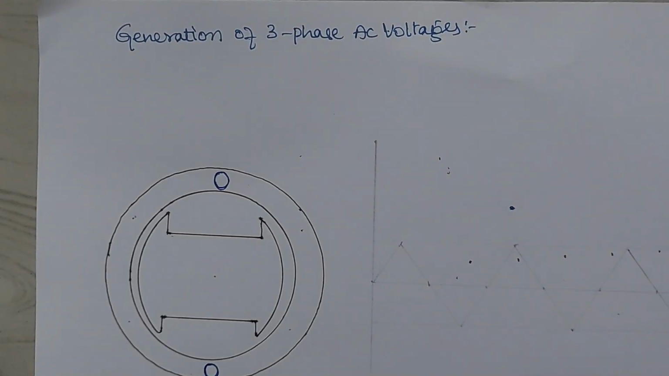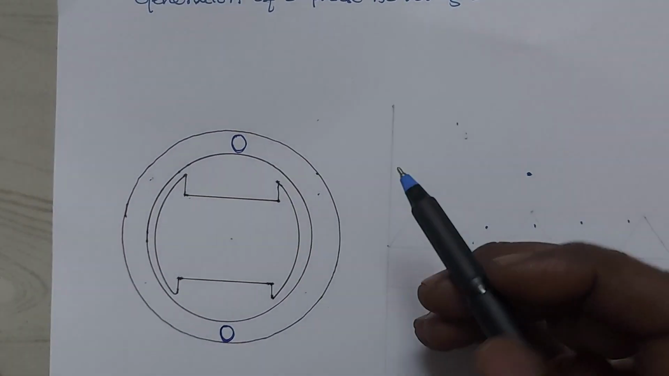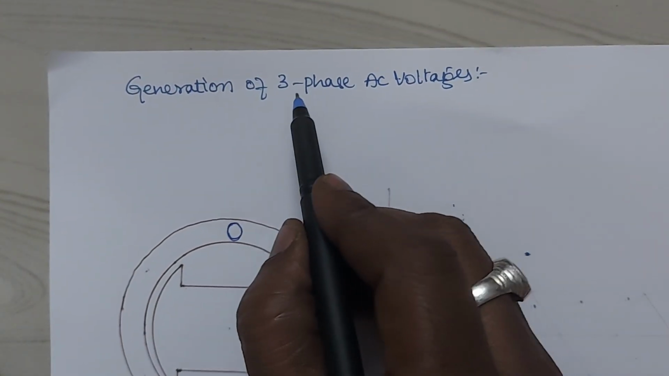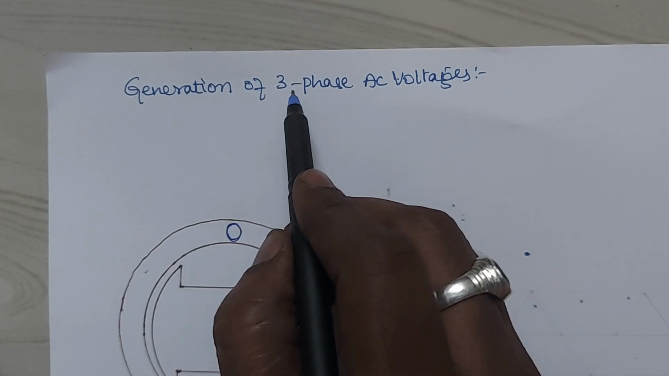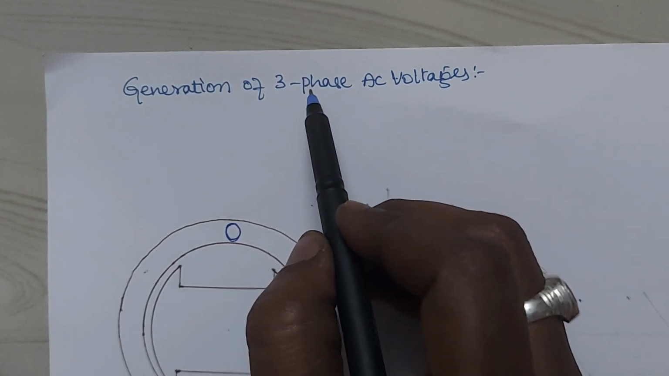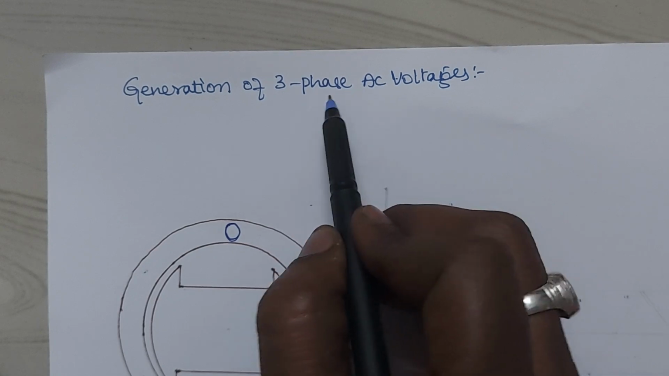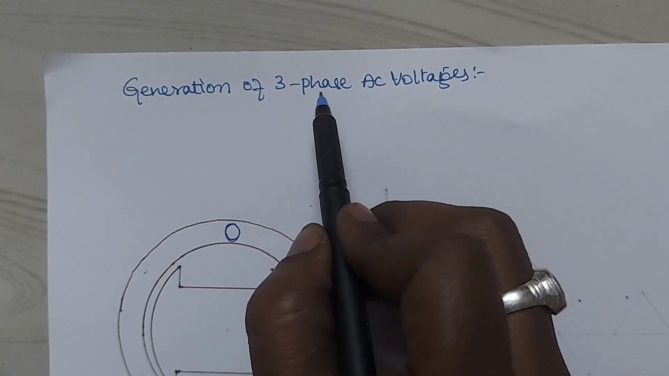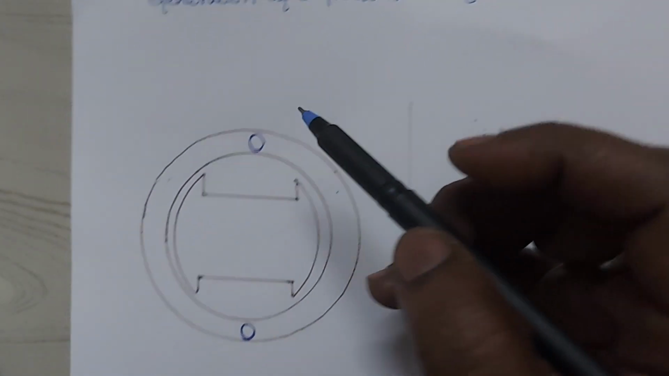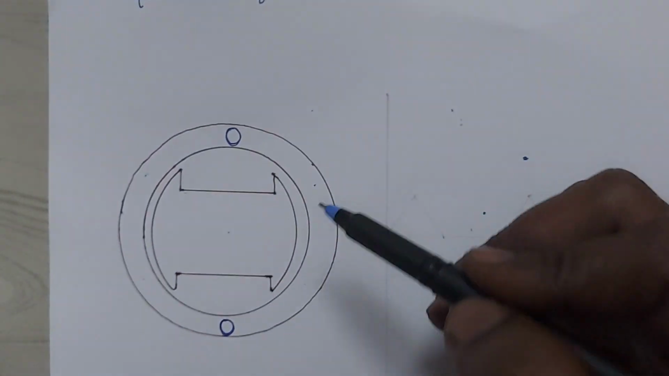Now we are going to discuss the generation of three-phase AC voltages. Just now we discussed the single-phase AC voltage. In a three-phase AC voltage, three coils are there. What do we mean by phase? Phase means a winding or a coil. Here, how many phases are there? Three phases. So first of all, I will show where the three phases are.